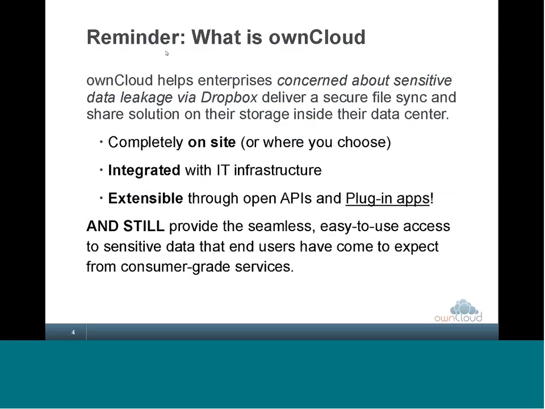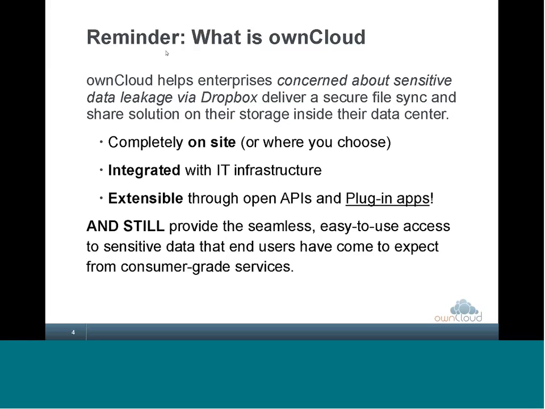So what is ownCloud really? Well, for people who are concerned about sensitive data leakage via Dropbox, we have a solution that is completely on-site, or we like to say wherever you choose. That could be in a private cloud, that could be on a physical server. It's up to you. It's your choice where you put it. Most often it's on-site, but it can be anywhere you choose. That solution is integrated with IT infrastructure, LDAP, Active Directory. It might be integrated with back-end storage that you have, an object store or something like this. It could integrate with your back-end CIFS storage. It's entirely up to you. Again, that's about choice and integration with your infrastructure. And then last, extensibility through open APIs and plugin apps. And that's what we're here to talk about today, those plugin apps.